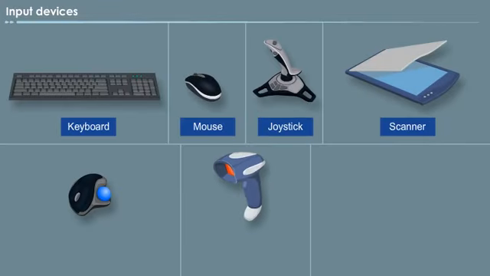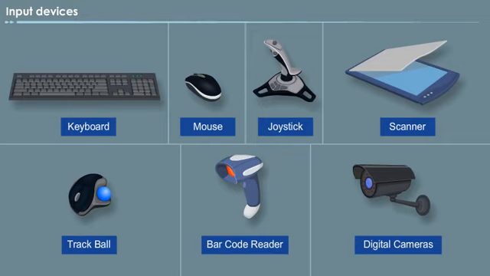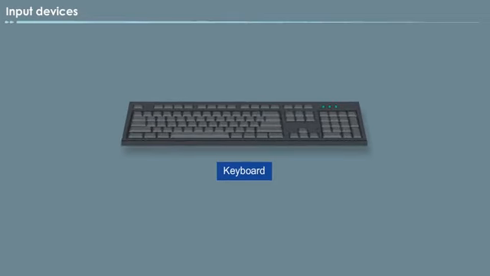Let us discuss the input unit. An input device for a computer allows you to enter information or accepts data from the user. Keyboard, that is an input device. The keyboard is used as an input device which feeds various types of information into the computer.